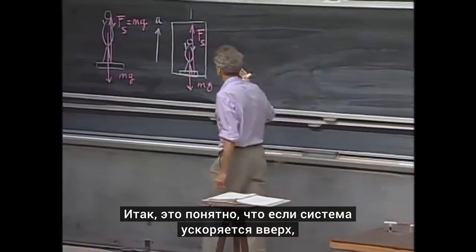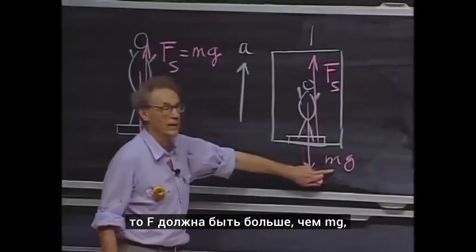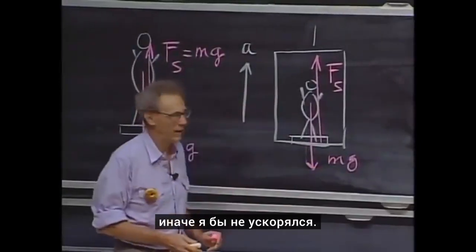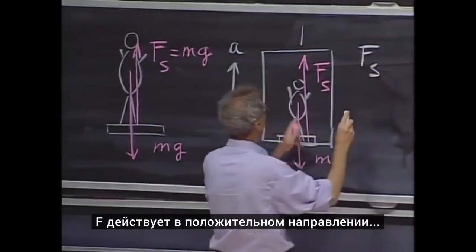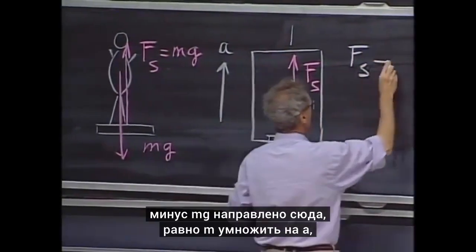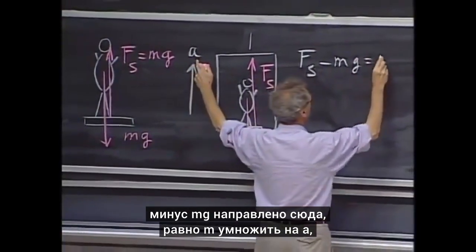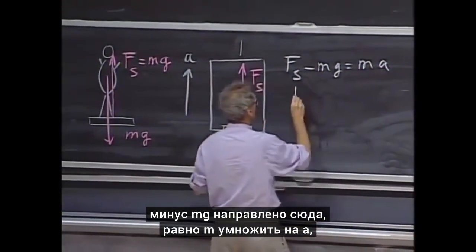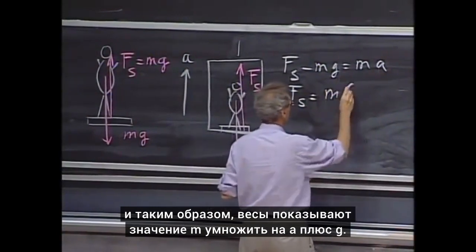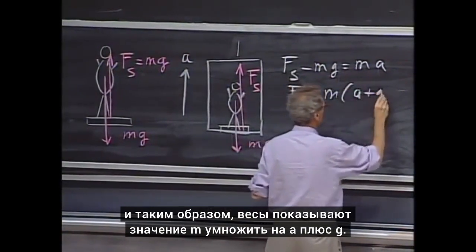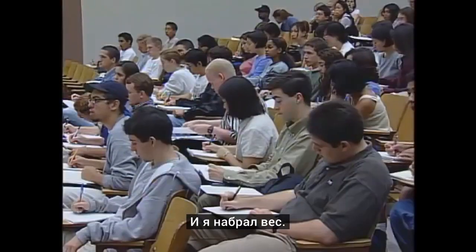Okay, it's clear that if this is accelerated upwards, that F of s must be larger than mg, otherwise I cannot be accelerated. And so we get Newton's second law. F of s in the plus direction, minus mg in this direction, equals m times a. And so the bathroom scale indicates m times (a plus g). And I have gained weight.